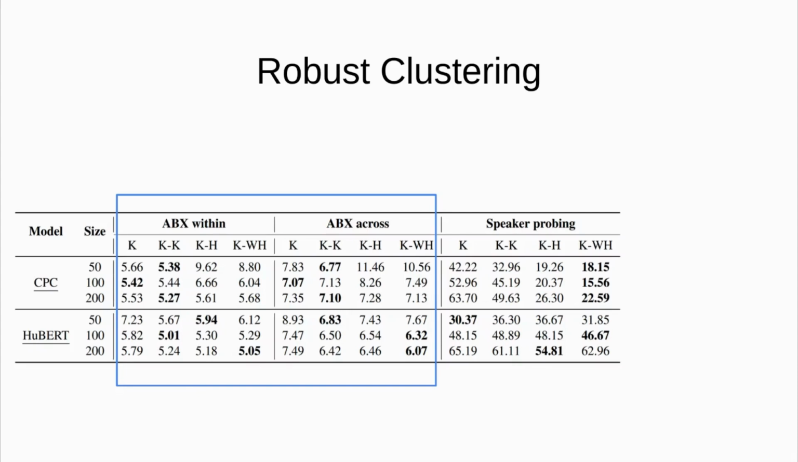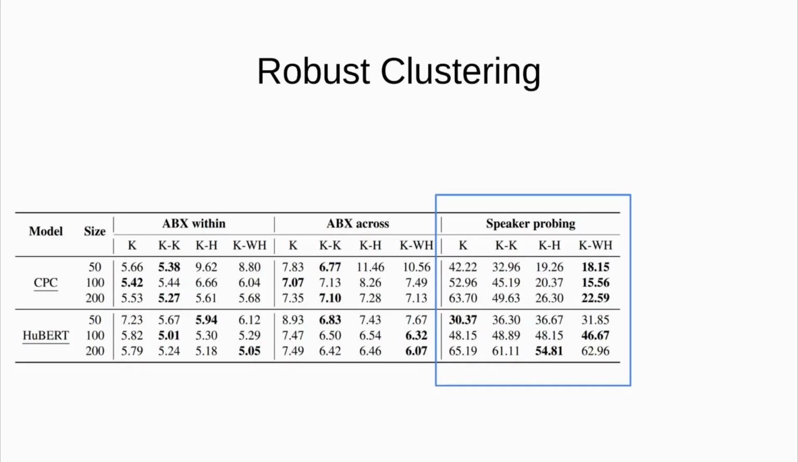One, ABX. We use the discrete representation and the cosine similarity to measure ABX. Two, speaker information. We measure the accuracy of a simple DNN to predict the speaker given the units. As shown in the table, the proposed methods improve the result for most configurations. Moreover, the best results for ABX were obtained using CR.